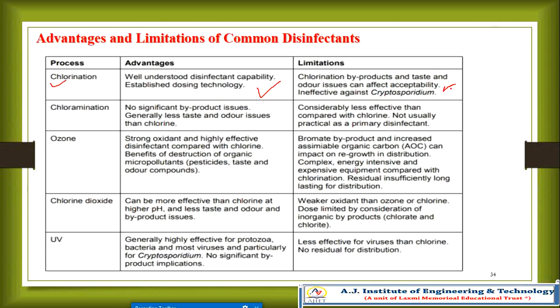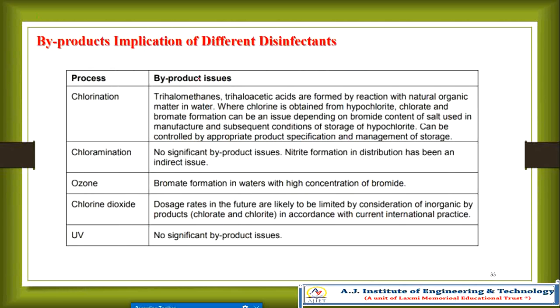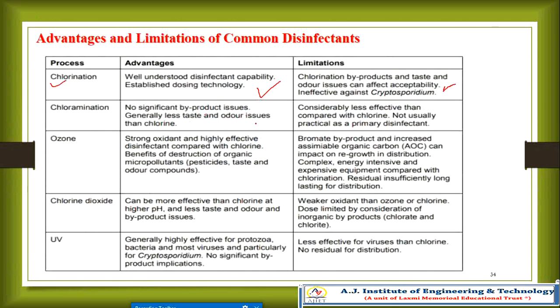So chloramination also has no significant byproduct issues. That is one good advantage, we can say. No significant byproducts will be there in this. But less taste and odor, that is also one advantage. It is less effective compared with chlorine, and not usually practical as a primary disinfectant. Okay. That is not used as a primary disinfectant.